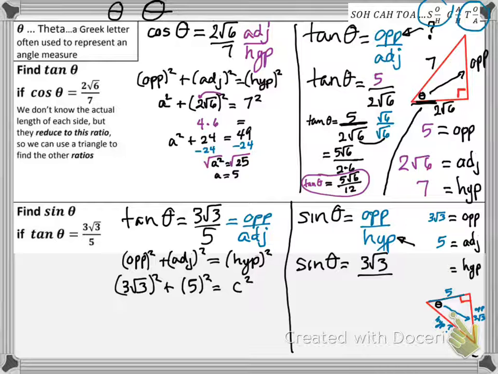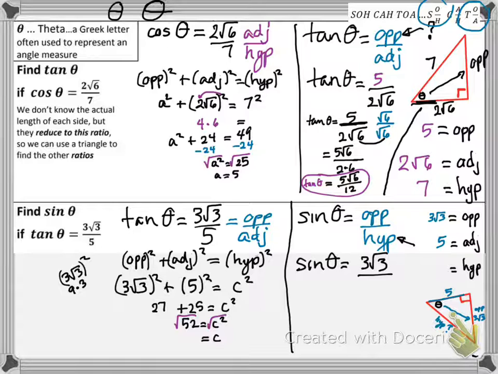Now, 5 squared is 25, pretty easy. 3 root 3 squared: 3 squared is 9, root 3 squared is 3, so that's just 27. I'm looking at 27 plus 25. 52 equals C squared. Take the square root on both sides. Again, no need to worry about plus minus when you're dealing with the sides of a triangle.